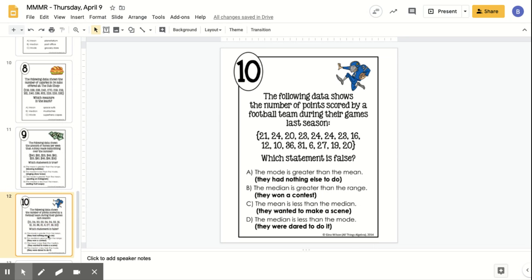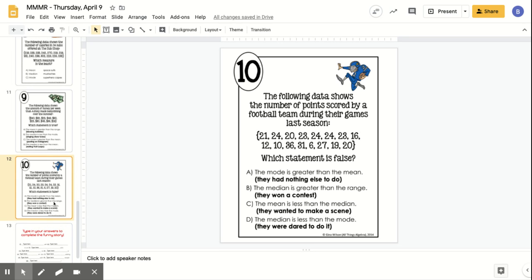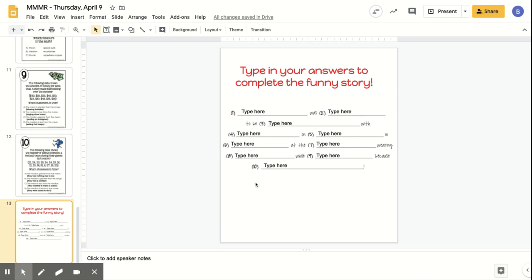And number 10 is the same. So again, you're going to have to find all 4 of them and then pick the false statement on this one. So be careful. So again, let's say you think the answer to number 10 is A. They had nothing else to do. And number 10's blank on the story, that is exactly what you would type there.